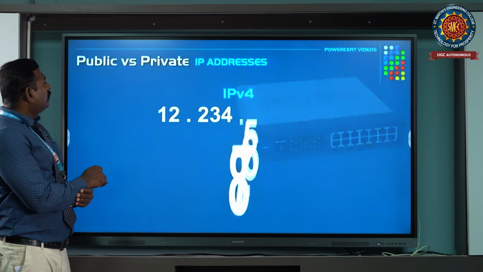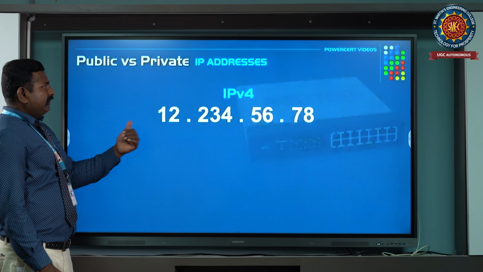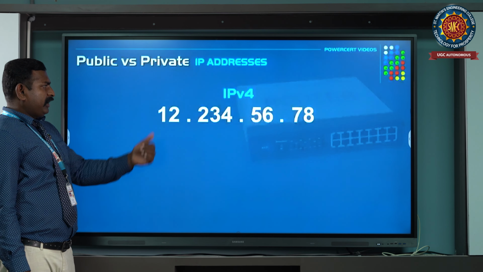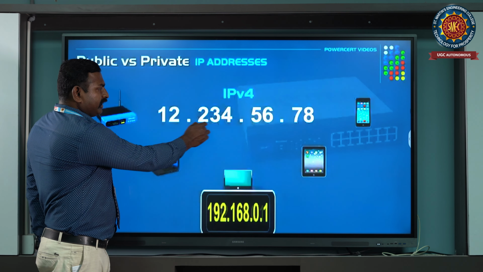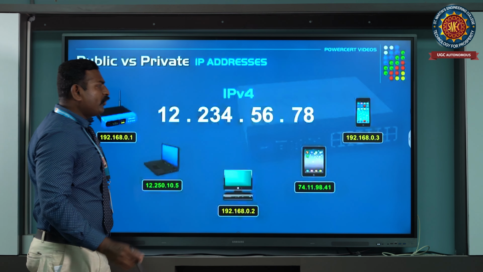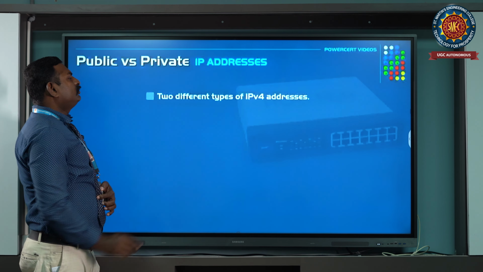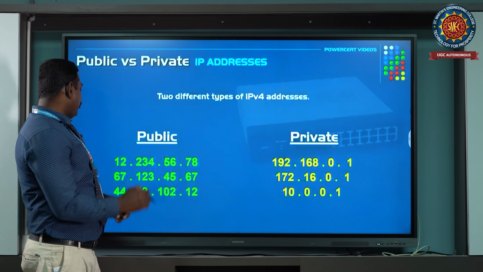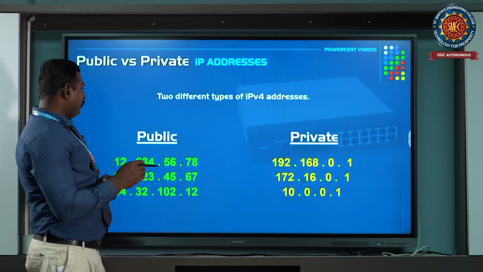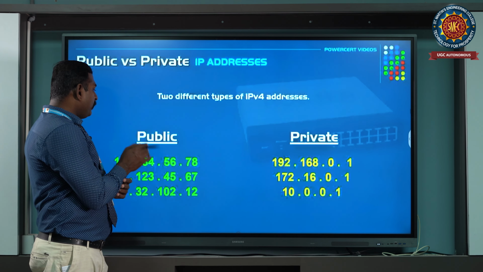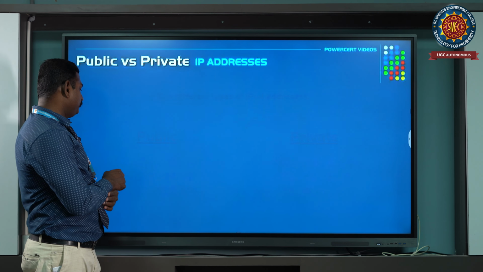Look at here. This is public versus private IP address. As I told you earlier, look at here. This is the separation of dot. The numbers should be separated by the dots. There are 4 octets, each one called 1 octet. This is 1 octet, this is 1 octet. Totally 4 octets are there in an IPv4 address. There are 2 different types, as I told you earlier, IPv4 and IPv6. This is in IPv4, public and private.